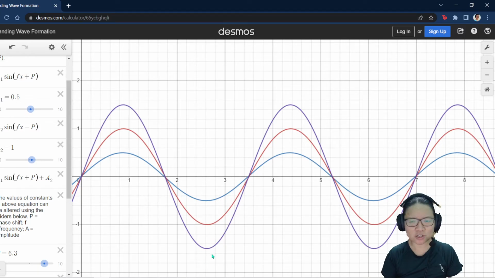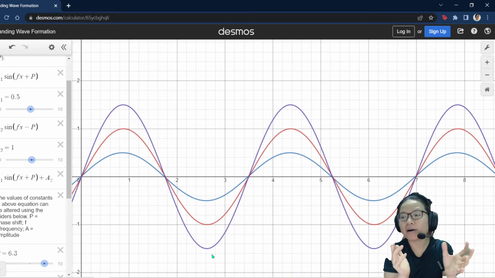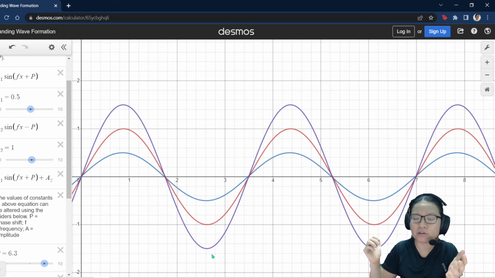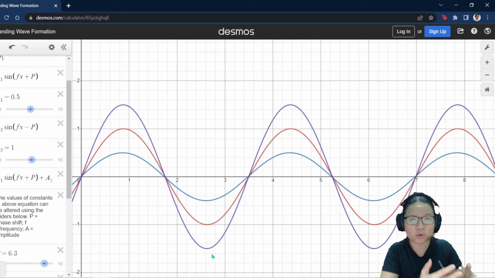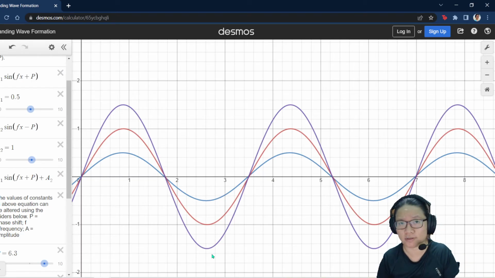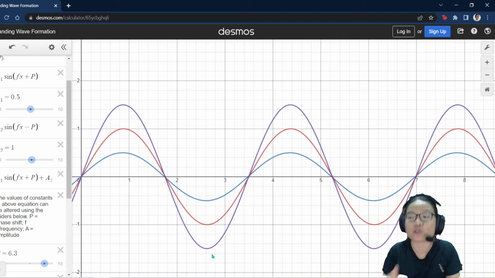Okay? So this adding of waves has a very fancy name behind it. Very fancy name. They call it superposition. We position the graph and we superposition them. Okay, so this is the principle of superposition, and we're going to write that down.